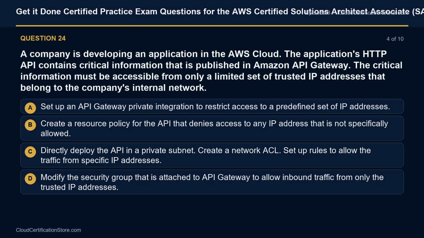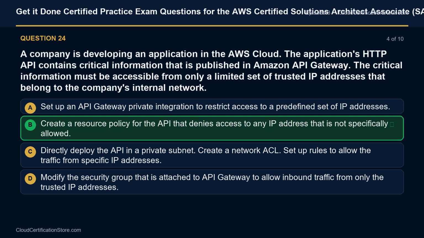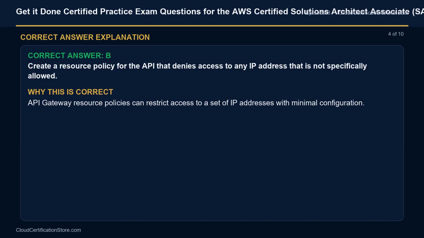The correct answer is B. Create a resource policy for the API that denies access to any IP address that is not specifically allowed. Explanation: API Gateway resource policies can restrict access to a set of IP addresses with minimal configuration.